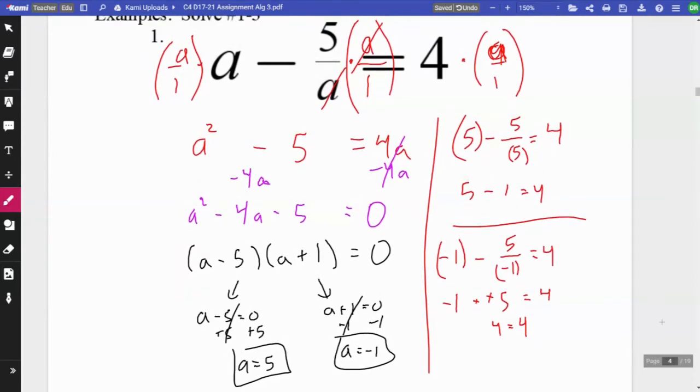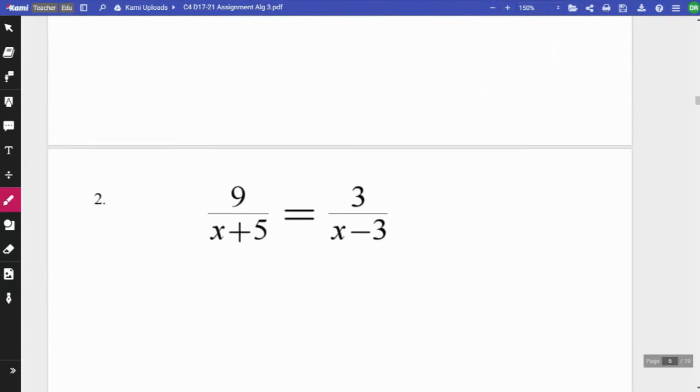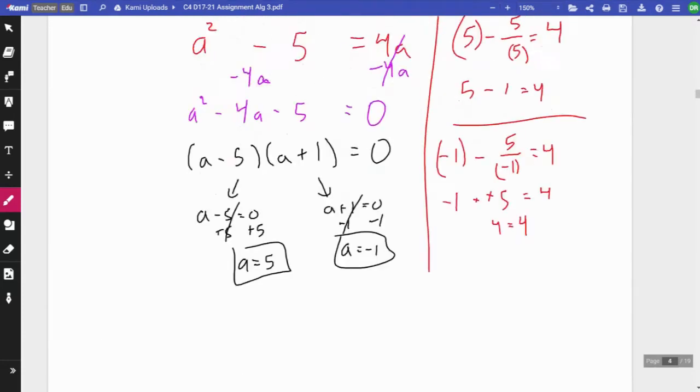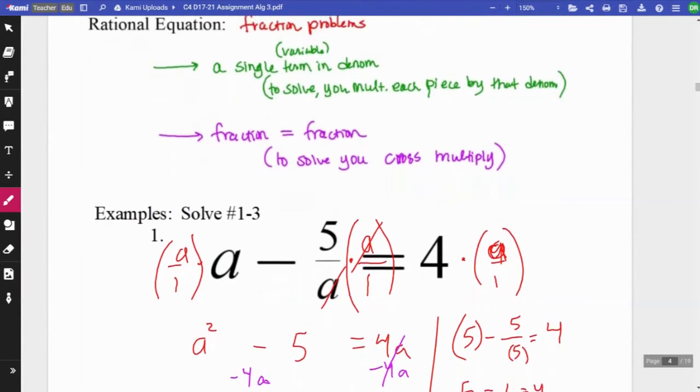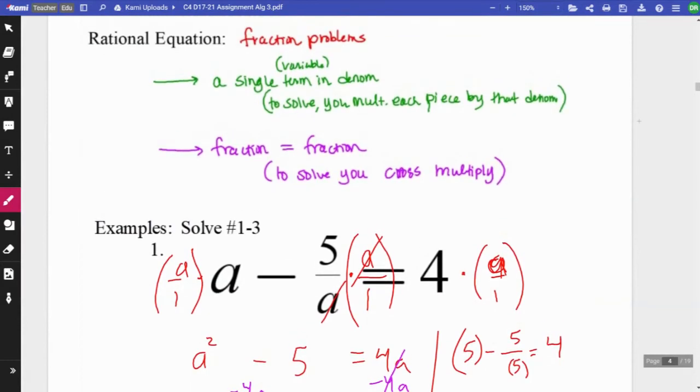Okay, to recap, just on this one, we looked at the denominator. We want it to not be a fraction. The only thing that had a fraction was this guy. And so we multiplied this term by what the denominator was, the exact piece, like a. And then we did that to everything else, and we didn't have a fraction anymore. And it was just a quadratic to solve. Here, and I'll reference the top, in the first problem, number 1, we had a single term in the denominator, so we multiplied each piece by that denominator, a.